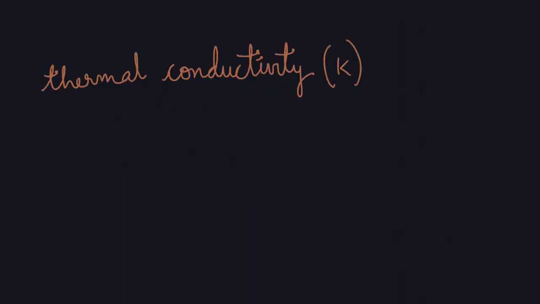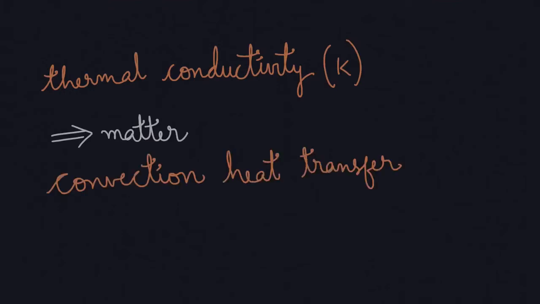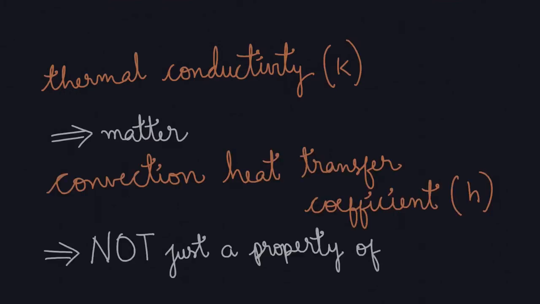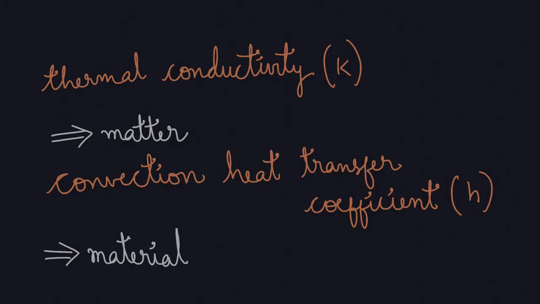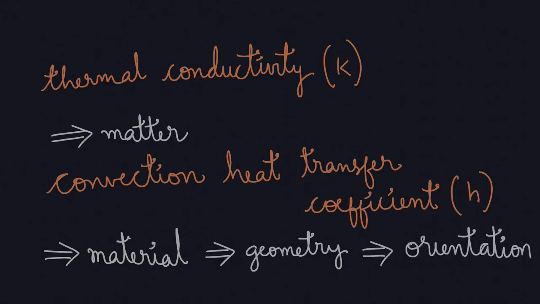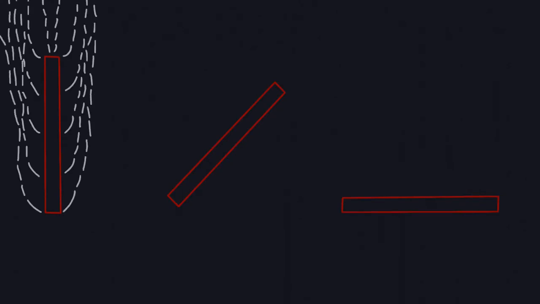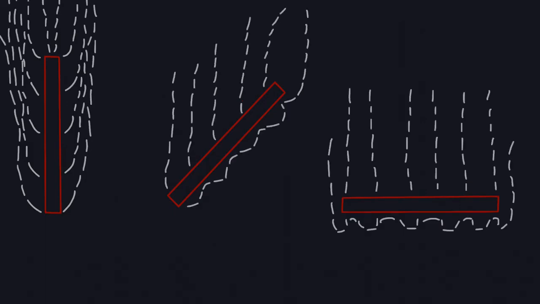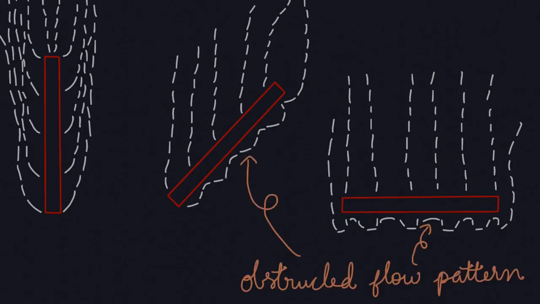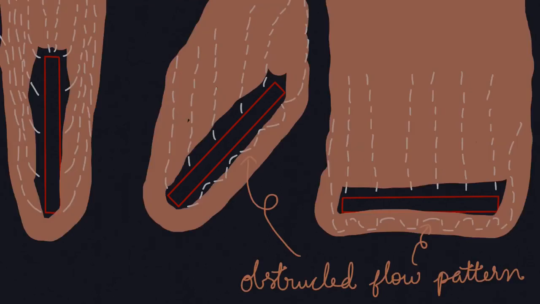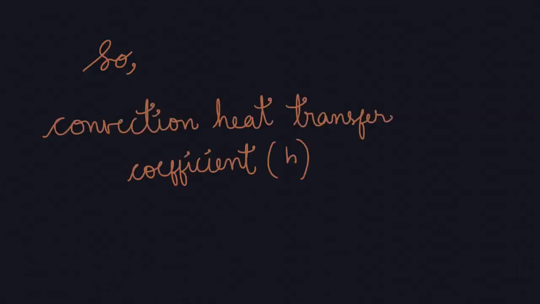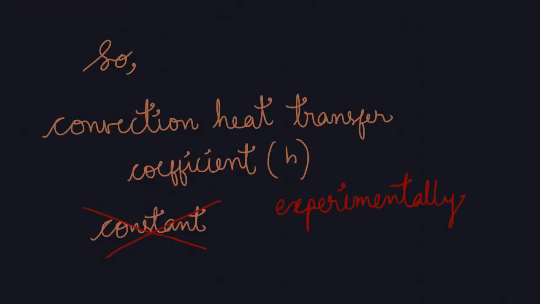Unlike thermal conductivity, which is a property of the matter, convection heat transfer coefficient is not a property of a fluid. Of course, this proportionality constant depends on the materials involved, but it also depends on the geometry and the orientation of the surface. Take a look at these examples. In one of the cases, convection is well established, but in the other case, the source itself acts as an obstruction to the convection currents, which hinders the heat transfer. So, the convection heat transfer coefficient is not always constant and is experimentally determined.